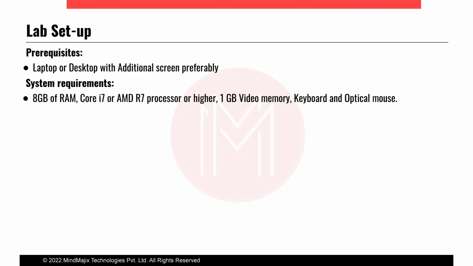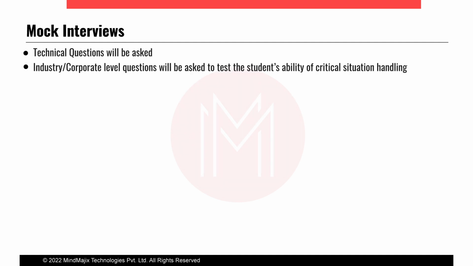Okay, the system requirements are 8 GB RAM, i7 or AMD R7 processor or higher, and 1 GB of video memory. Video memory is nothing but the graphics card, right? And a keyboard is necessary because most laptops these days are not that friendly for typing, they come with very soft keys. So an extra keyboard if you have a laptop, and an extra optical mouse is mandatory. It's an essential tool because you cannot design something through your mouse pad. Okay, that is important.